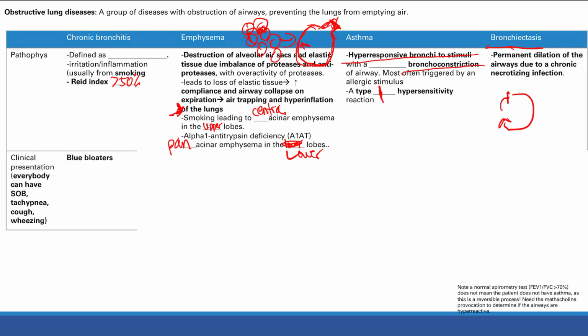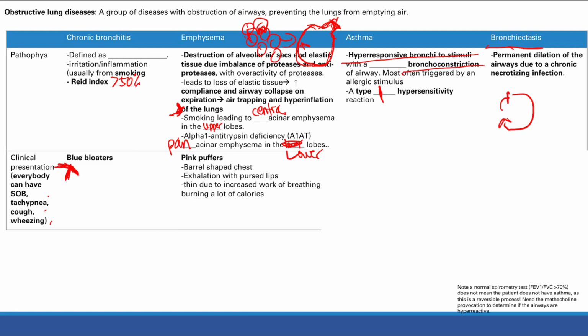Now, clinical symptoms. Remember we said, again, everybody can have shortness of breath, tachypnea, cough, wheezing. Chronic bronchitis, we see the blue bloaters. They have cyanosis from the VQ mismatch, and then they get bloated, they get edema because of their right heart failure. Emphysema, what was the key term for that? Remember? Emphysema was pink puffers. Okay, the puffers, they're puffing, so they have the pursed lips, they have that barrel-shaped chest, and then they're really thin because of the increased work of breathing.